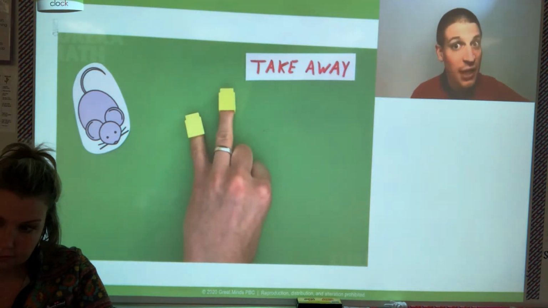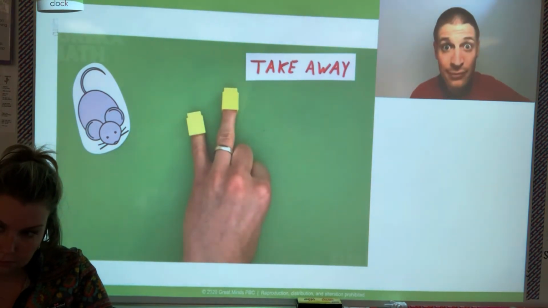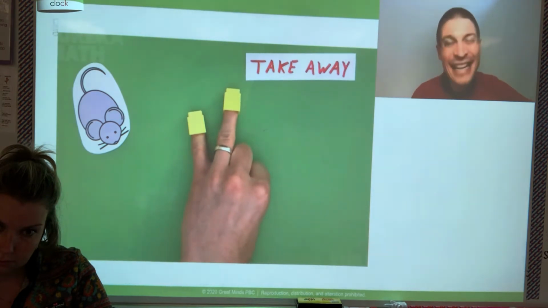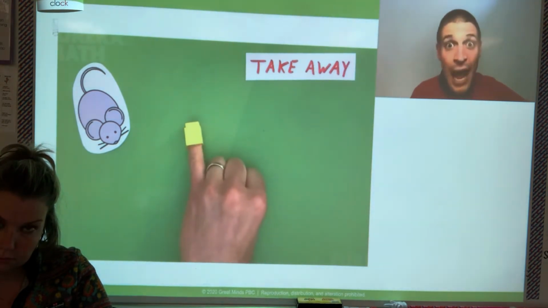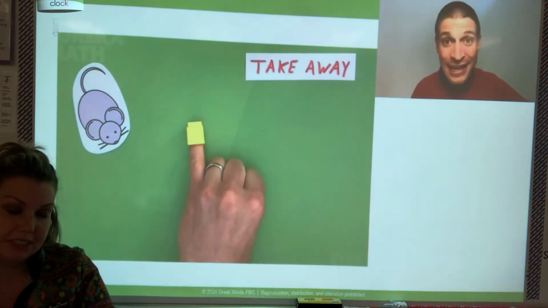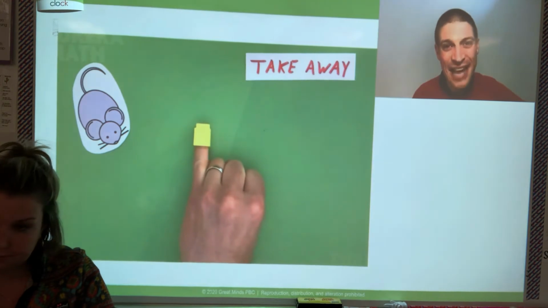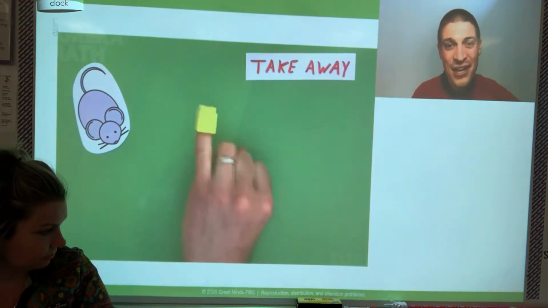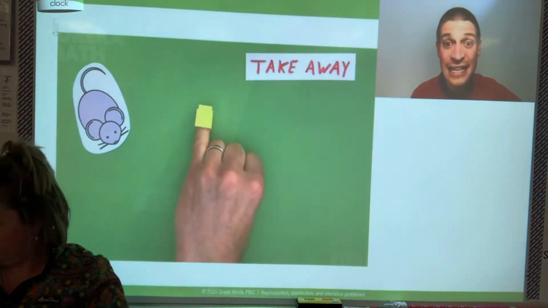And Mousy is going to eat another one. What should you do? Yes, take another one away. How many do we have left? Tell me. Oh my goodness. Yes, we only have 1 piece of cheese left. Ready? 2. Take away 1 is 1.